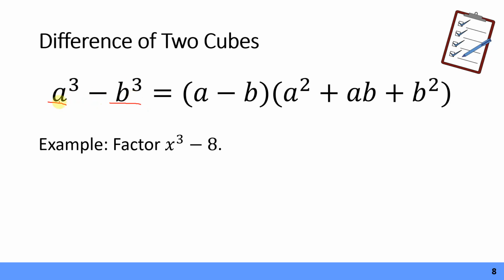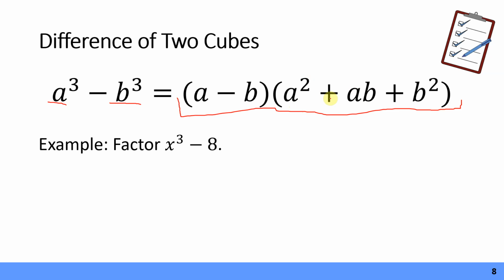So if you have a binomial that has two terms that are perfect cubes, this is the formula you're going to use. And again, you have to make sure you have this on your notes. So the formula for a difference of two squares was a plus b times a minus b. Now this one changes up a little bit.